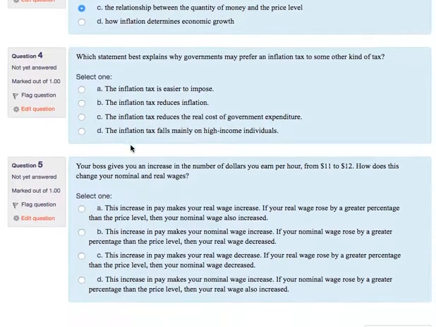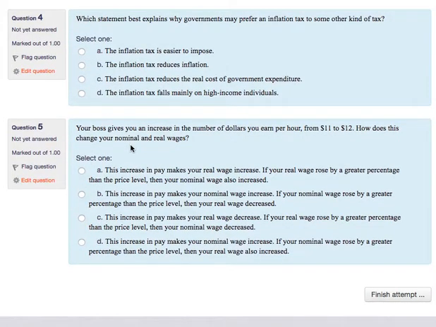Which statement best explains why governments may prefer an inflation tax to some other kind of tax? So there's different means for the government to raise money. Taxation is one, borrowing from the population is another. But in a small, poor country, the people who have money may be investing in America or other parts of the world. And taxing people may be very hard if it's really hard to collect taxes from people, because a lot of people don't have a fixed address and they do a lot of things on the black market. So why some governments may prefer to use inflation tax is that it's just easier to impose.